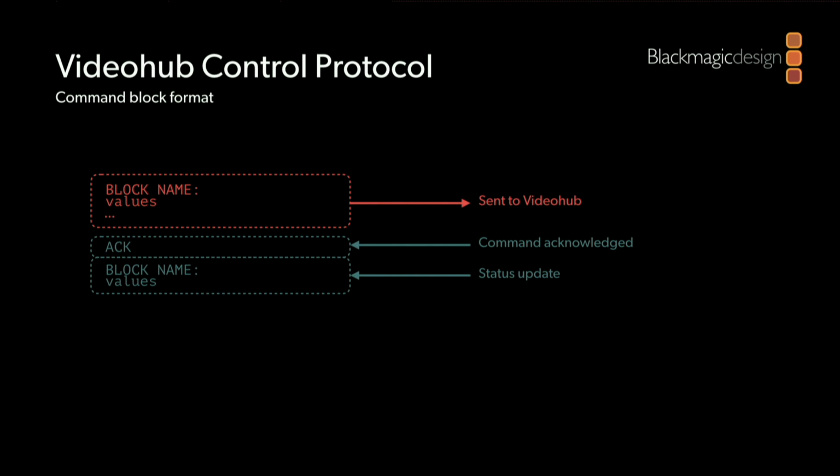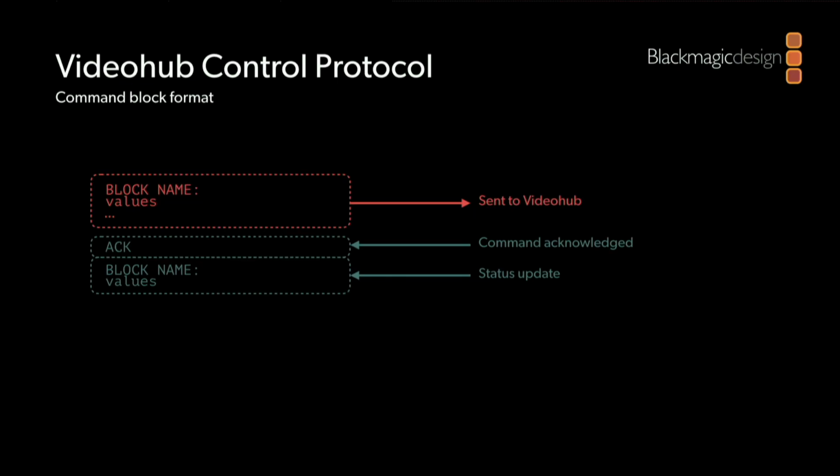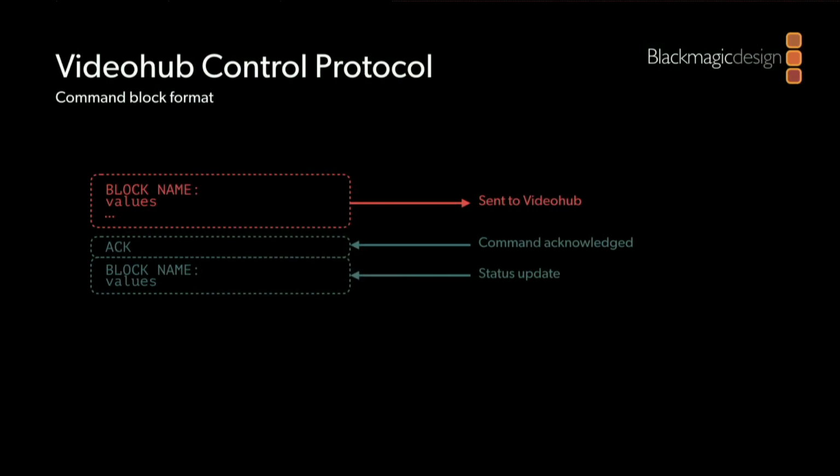Looking at the protocol itself, it consists of what we call the command block format. That's where you have a command name or block name, followed by a colon, then a list of parameters, which are the values you want to change, and then you terminate that with an empty line. When that's sent to the Videohub server, it will respond immediately with an ACK, or if there's a mistake in the syntax of your command block, it'll respond with a NACK. Then once it's been applied in the device, you'll get a status update, which has the same format as the command block. So it's the block name that you changed, and then the list of values that you changed.